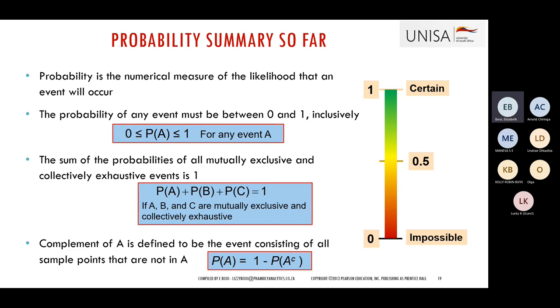And we know about complement event. A complement event, we defined as an event consisting of all points that are not part of A. So the complement of A is all events consisting of sample points that are not part of A. And how we calculate it: the probability of A is given by 1 minus the probability of the complement. Or the probability of the complement of A is the same as 1 minus the probability of A.